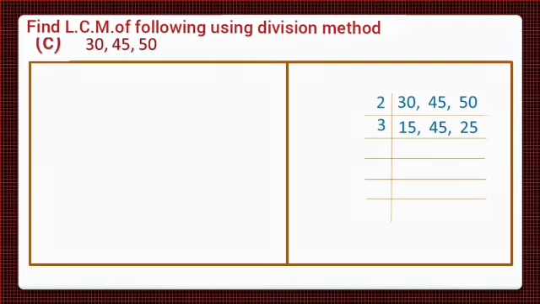So we'll divide them by 3. And on dividing 15 by 3 we get 5. And on dividing 45 by 3 we get 15. And as 25 is not divisible by 3, we'll write it as it is. So we get the three values, that's 5, 15 and 25. So dear students, we'll divide these values again by 3.